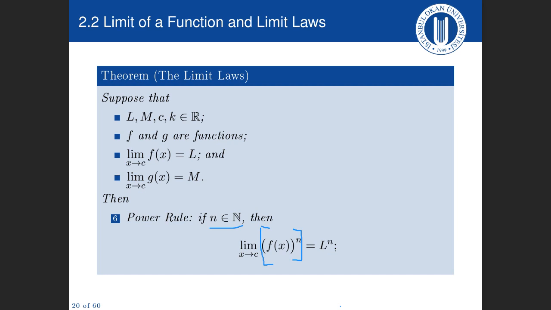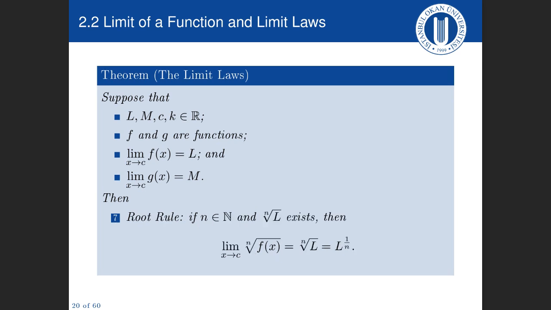And then the seventh and final law is called the root rule. Again, n is a natural number, and this is another one where we need to be a little bit careful. We need the nth root of L to exist. For example, we know that the square root of minus 2 doesn't exist. So as long as we don't have anything like that, then the limit as x tends to c of the nth root of f of x is equal to the nth root of L, or L to the power 1 over n.